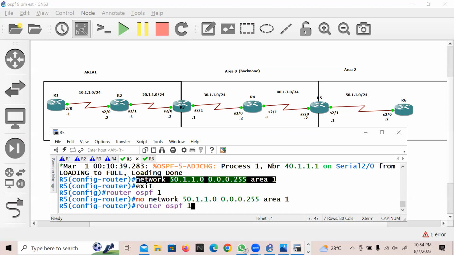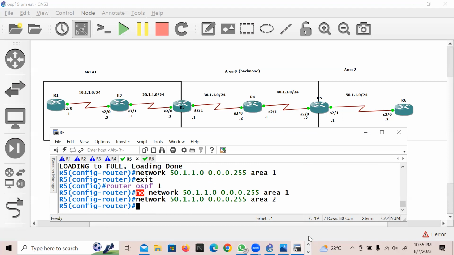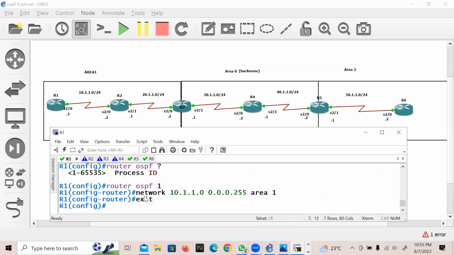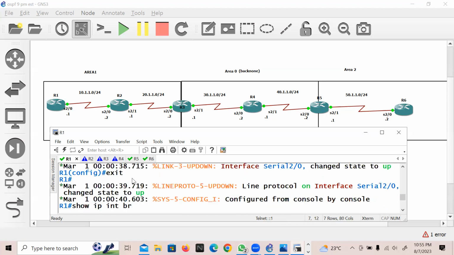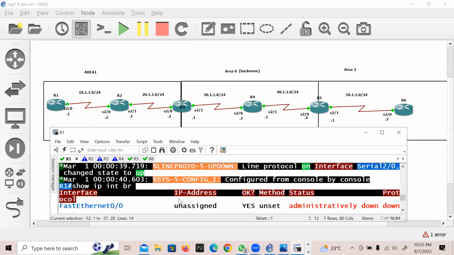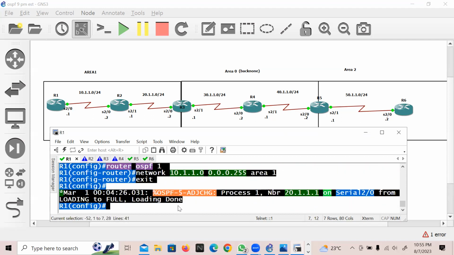That means you put area 1. No. It's no network. That is how to remove it. So remove it. Now I add the correct area. Okay, let's save this configuration first. Otherwise, I will save all configuration, not this. Because if you make any mistake in IP, you will understand.